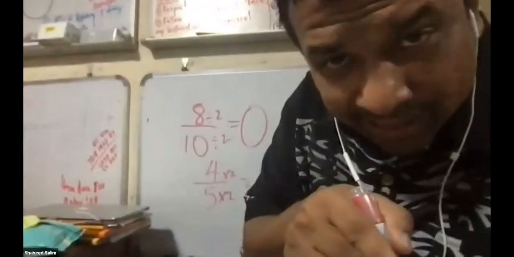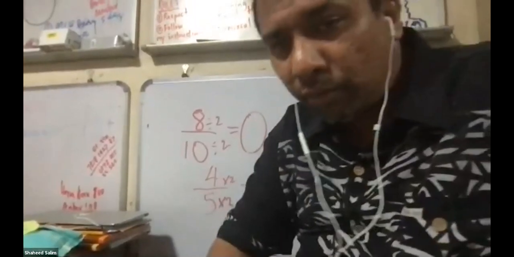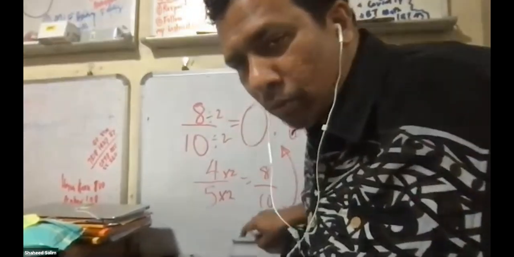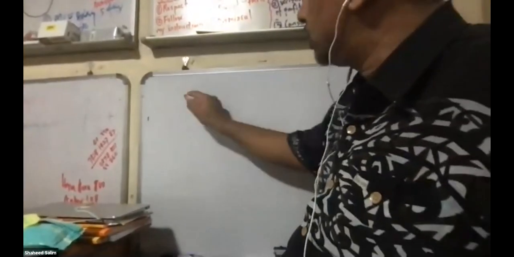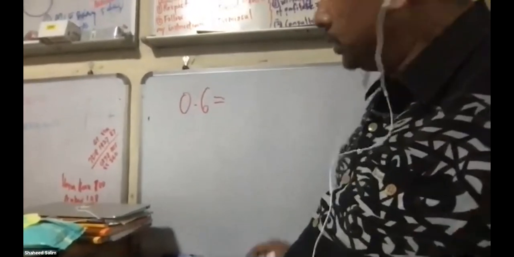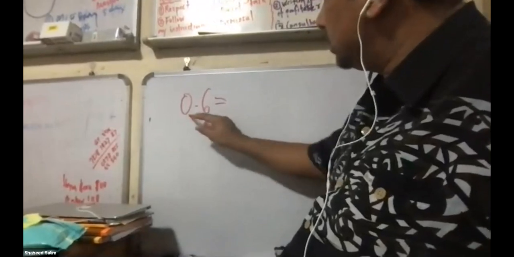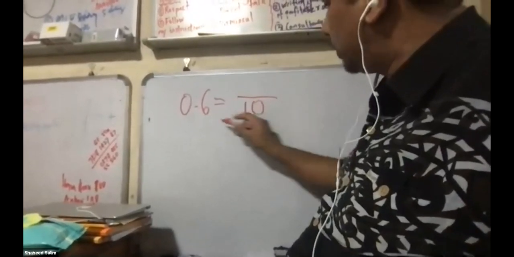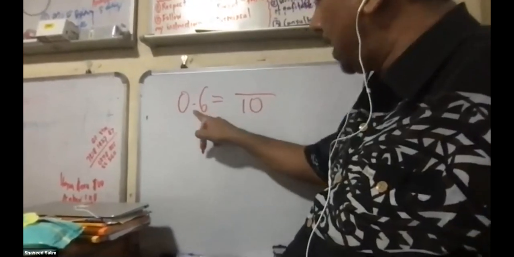But in this exercise, they ask you to change from decimals to fractions. Oh, never mind, I explain first. So let's say now they give you 0.6. You change to fraction first. 0.6, 0 here, right? So you just put 10 below here. How do you know to put 10? Because this is one digit after the dot.